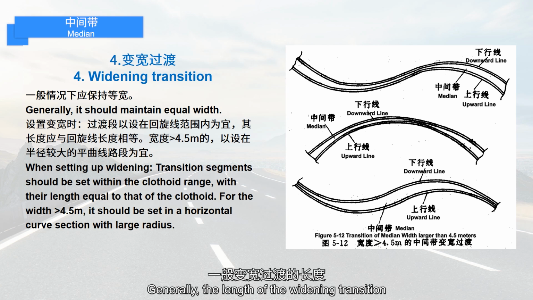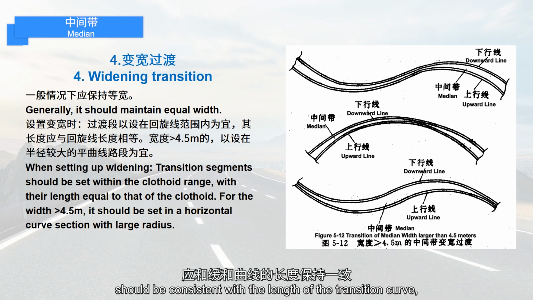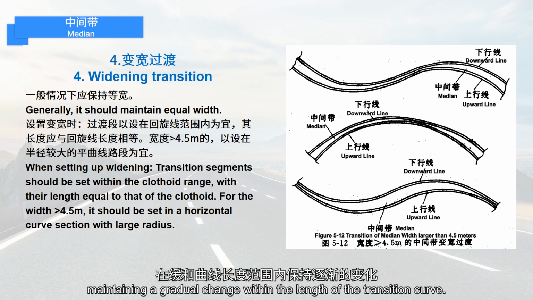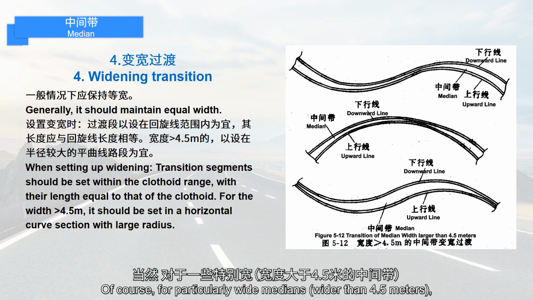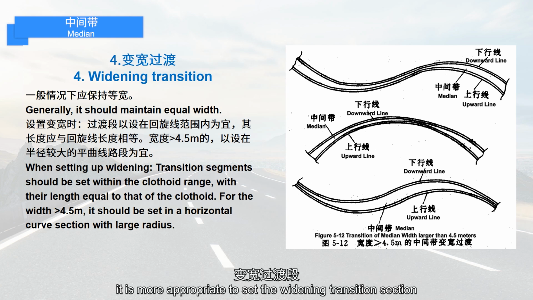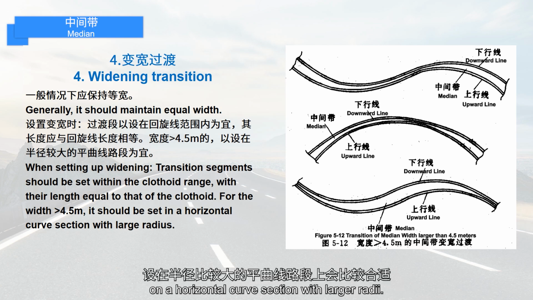Generally, the length of the widening transition should be consistent with the length of the transition curve, maintaining a gradual change within the length of the transition curve. Of course, for particularly wide medians, wider than 4.5 meters, it is more appropriate to set the widening transition section on a horizontal curve section with larger radii.